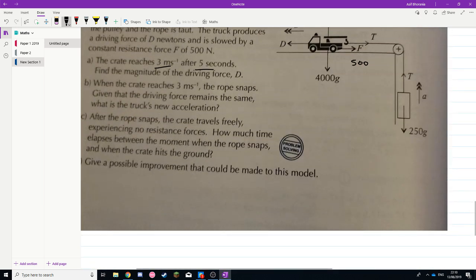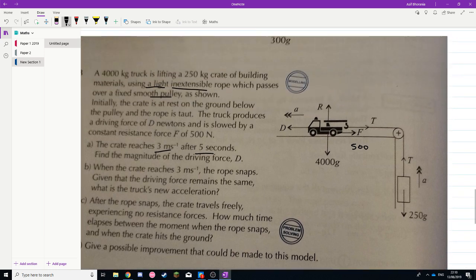When the crate reaches 3, the rope snaps. Given that the driving force remains the same, what's this truck's new acceleration? Okay, this is a pretty long question, so you guys can have a go at this.